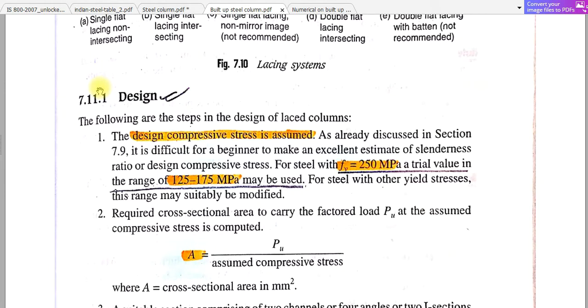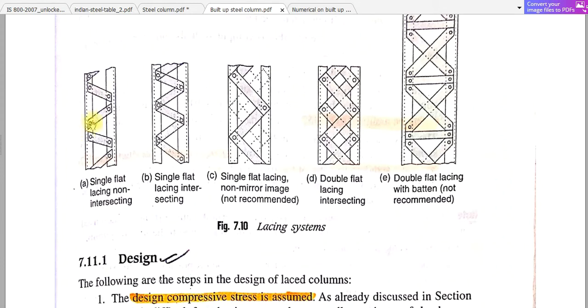Now, to find the required section, you should assume the design compressive stress, because load is equal to design compressive stress into the area. The load will be given, so load divided by the design compressive stress, which will be assumed, will give you the required amount of area for the section. So here you will get the required area of the section. That area will be the area of the two sections. If it is a two channel section, then this area will be the total area of the two channel sections.